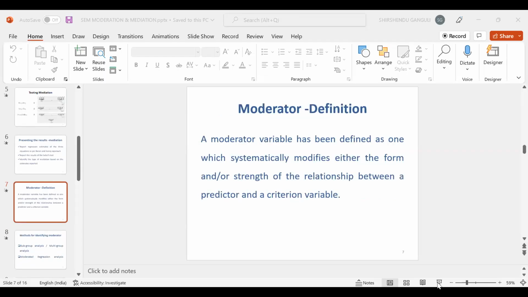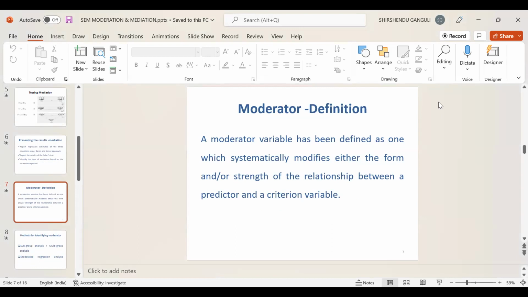So what is the difference between the mediator and moderator? As I said, mediator is a variable which will be between X and Y. That means it addresses how or why X causes Y. While a moderator is a variable which affects the relationship between X and Y. So basically it addresses when or for whom X causes Y. Moderation moderates the form or strength of the relationship between a dependent and an independent variable.